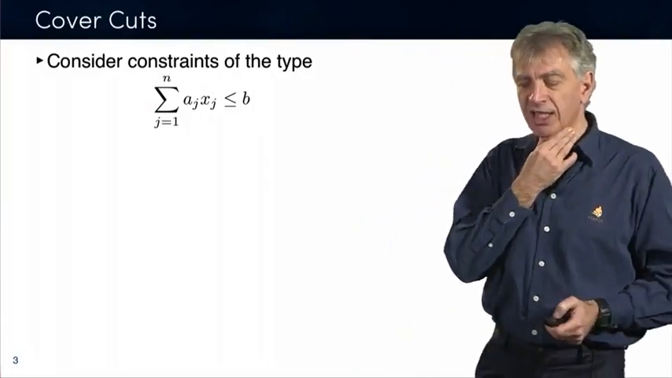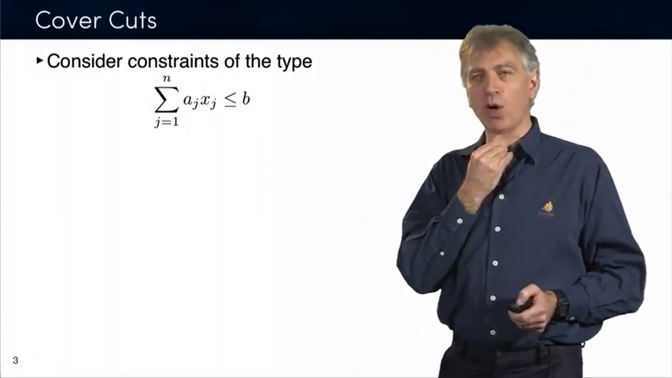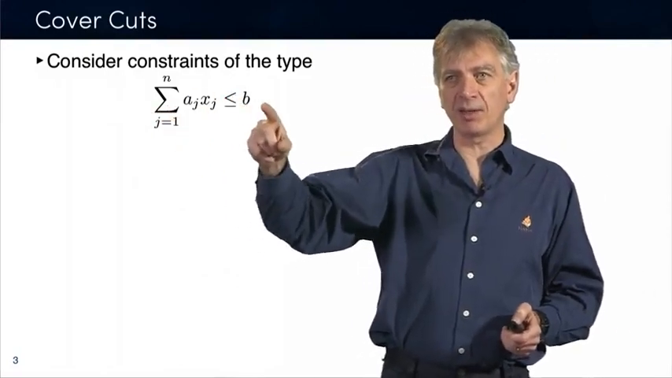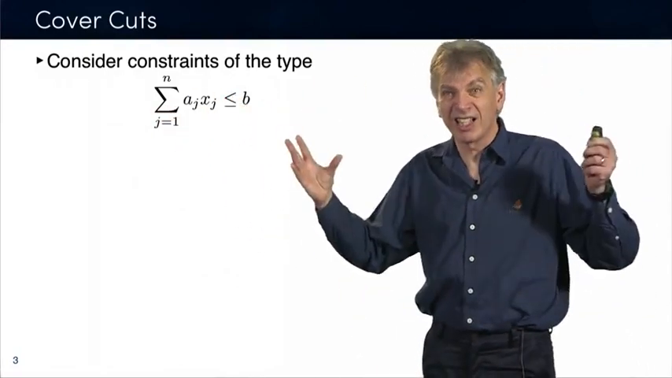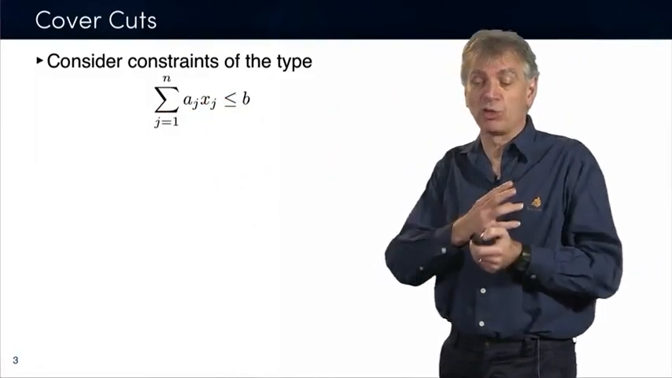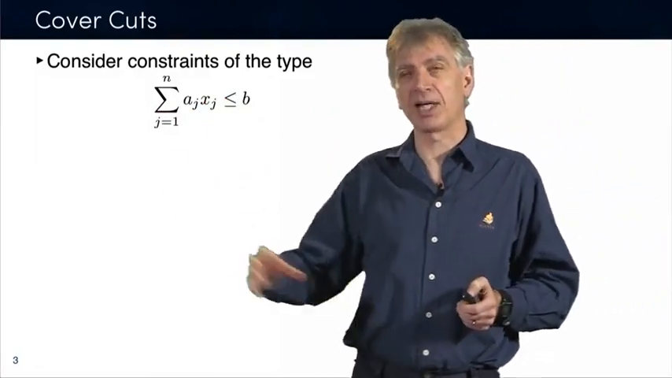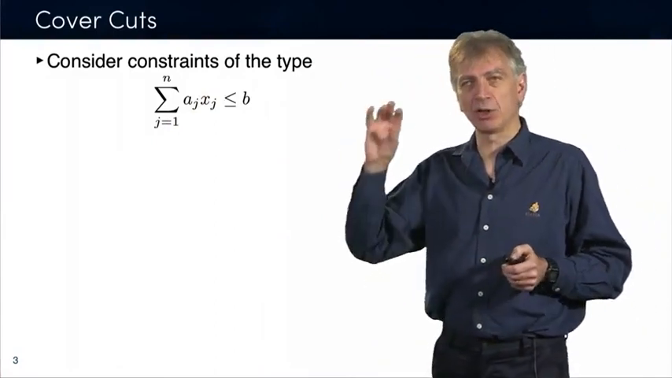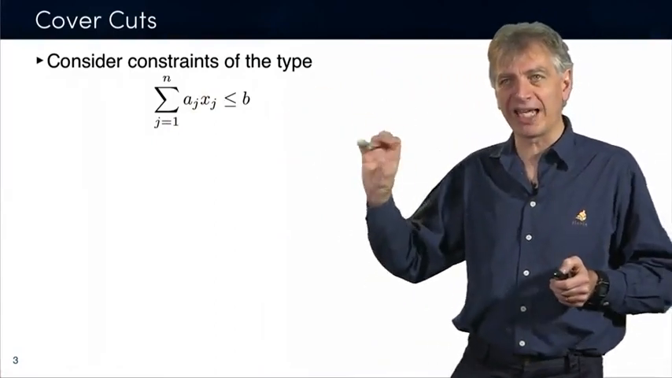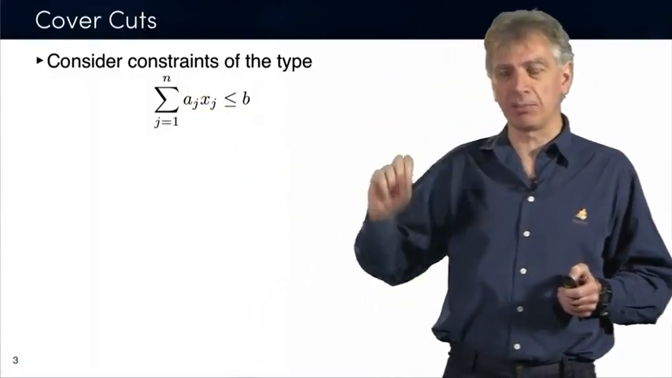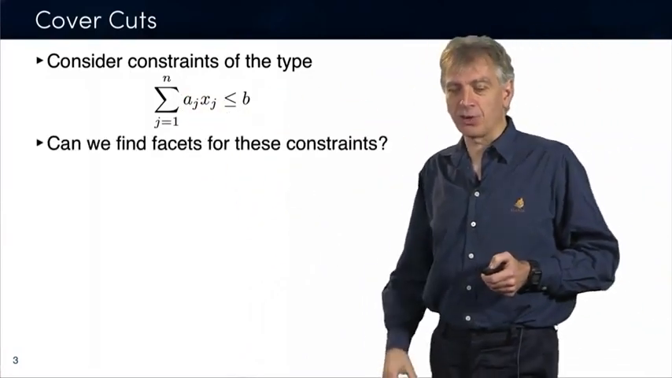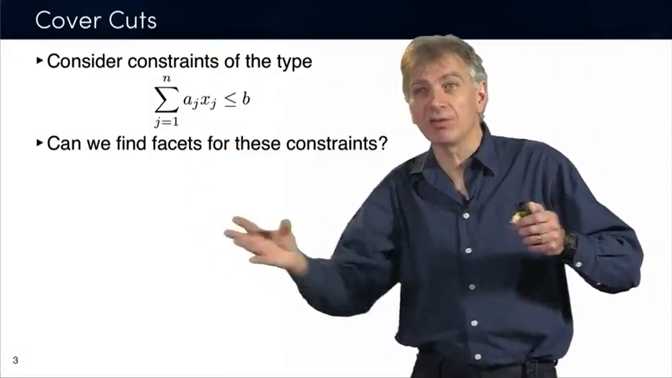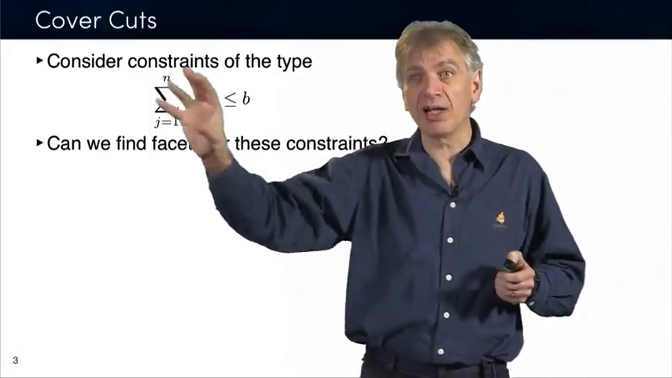For cover cuts, we are looking at constraints which are linear inequalities: a sum of coefficients times variables which has to be smaller than b. The simplest kind of constraint that you find all the time inside your MIP. So a sum of coefficients a_j multiplied by a binary variable x_j, 0 or 1, has to be smaller than b. Can we find facets of the polyhedra which are derived from these constraints?